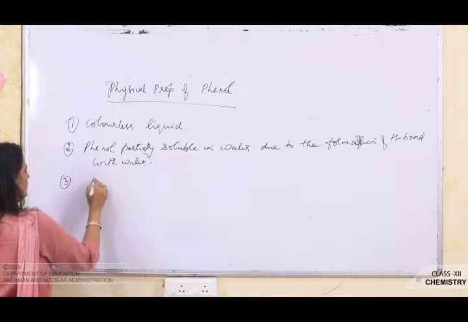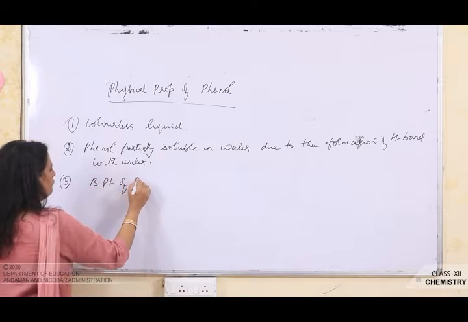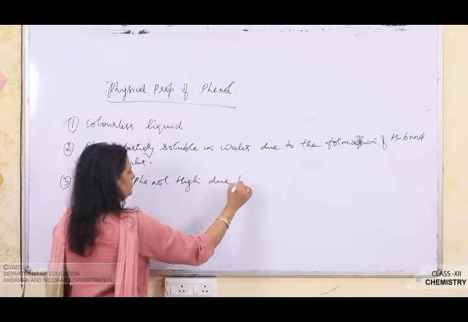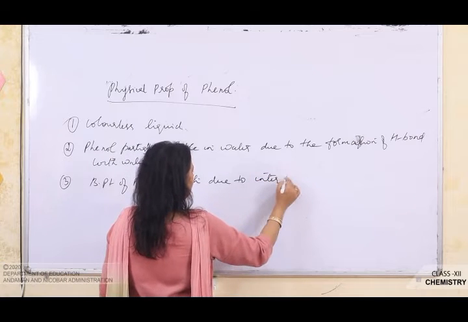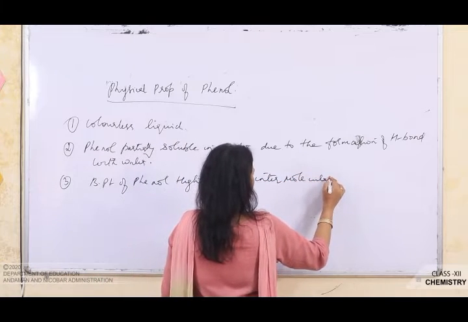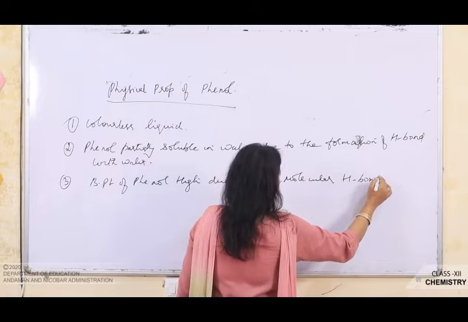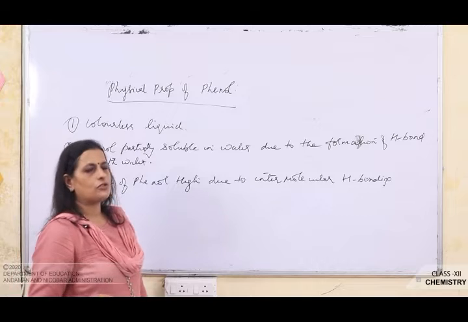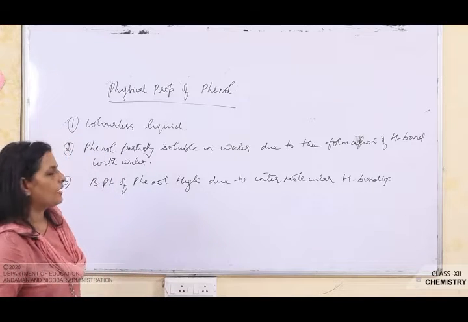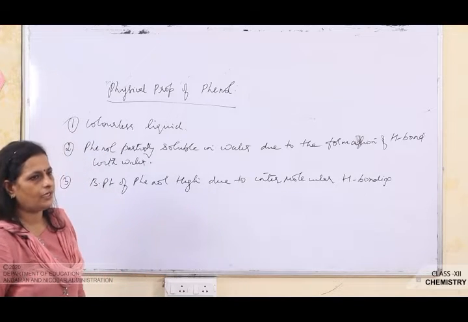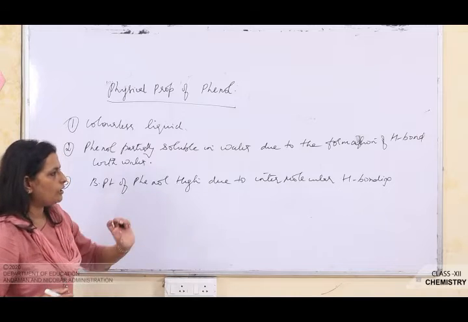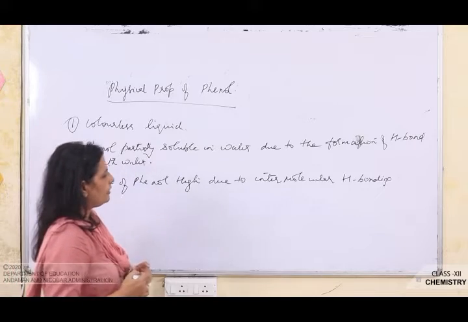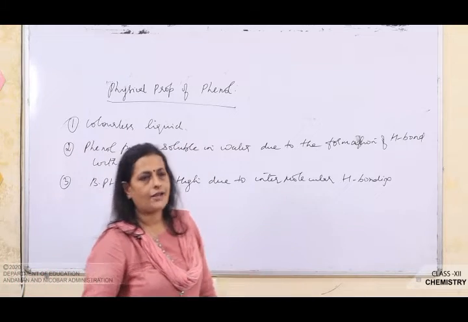Then number 3, the boiling point of phenol is high due to intermolecular H bonding. So, these are the physical properties of phenol. It is a colorless liquid. When exposed to air or sunlight, it gets oxidized to quinone, that is why its color becomes brown. Then it is partially soluble in water due to its ability to form hydrogen bonds with water. Then the boiling point of phenol is high due to intermolecular hydrogen bonding.